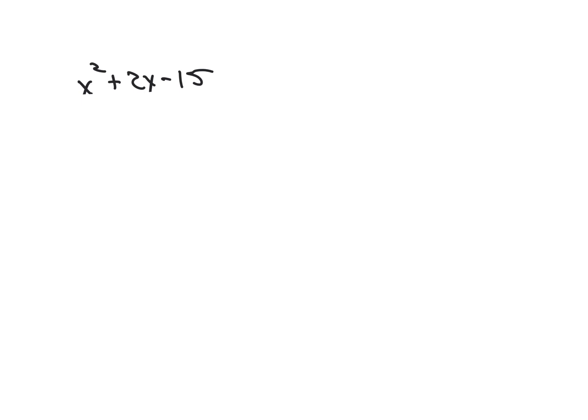So what we do first, we find the factors of negative 15. I like to just write them down. 15 times negative 1 is negative 15. Negative 15 times positive 1. 3 times negative 5. Negative 3 times 5. Those are the four possibilities of numbers that you can multiply together and get negative 15.